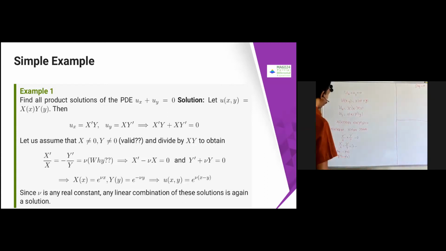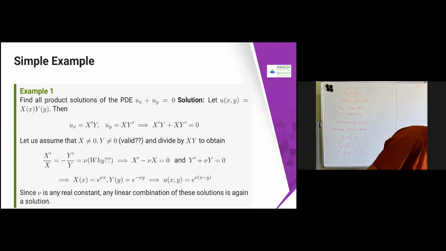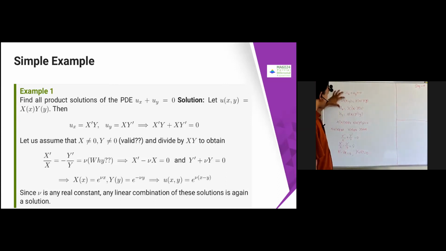So you are going to get some lambda or mu, whatever you call this. I have written mu, so you put mu here. So x dash by x equal to minus y dash by y equal to mu. What I can write is x dash minus mu x equal to 0, combining this, and y dash plus mu y equal to 0. So I got two different ODEs. I converted this PDE into ODEs.